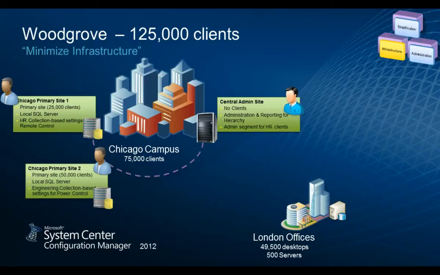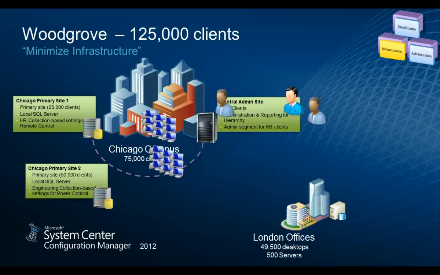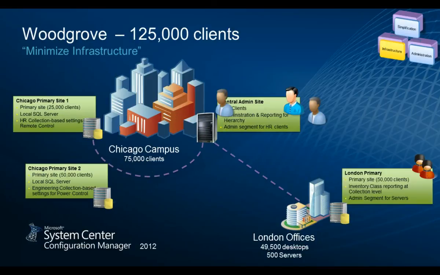Chicago would have 2 primary sites, primary 1, primary 2. Primary site 1 would be 25,000 clients, have local SQL, have an HR collection-based settings and remote control enabled. Primary site 2 would be similar but a little bigger in size for clients, local SQL, and an engineering collection-based settings for power control. The London primary site, 50,000 clients and an inventory class reporting at the collection level and an administrative segment for servers, as one example.